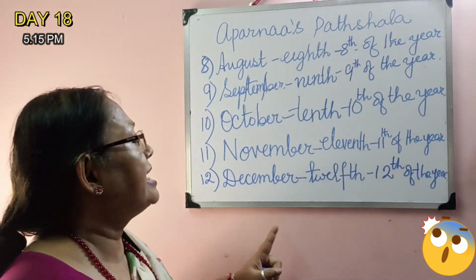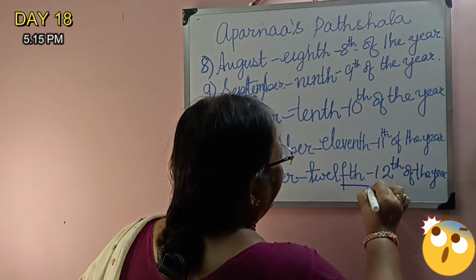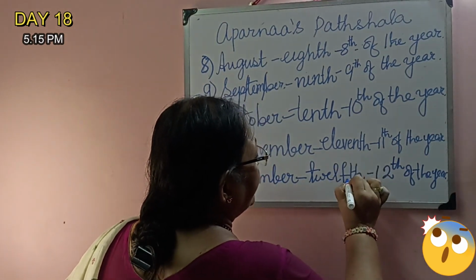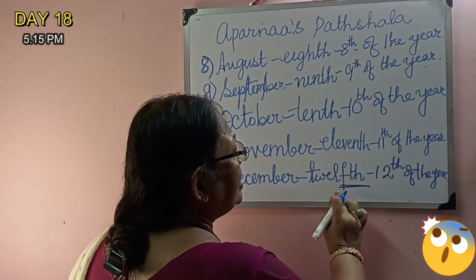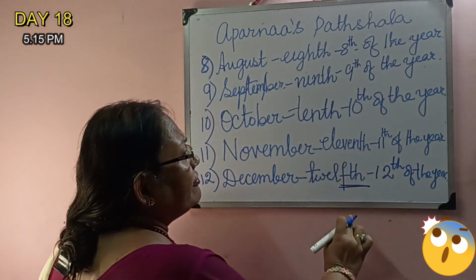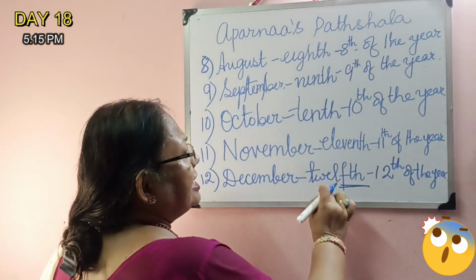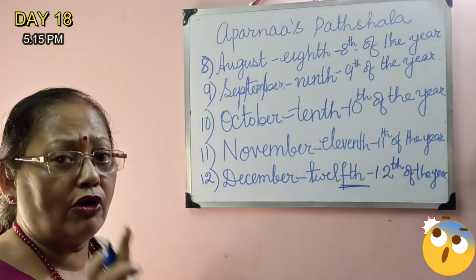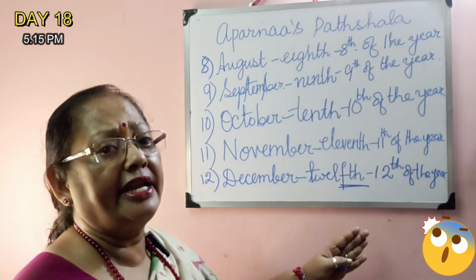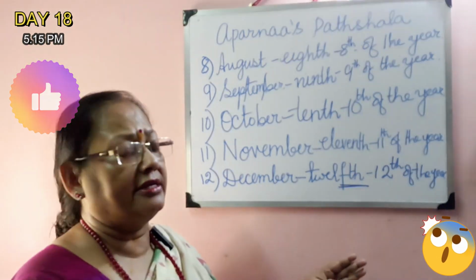Next comes December, 12th. Remember the spelling. FTH is added in the spelling. It is no more T-W-E-L-V-E. Children make mistakes in these cases. T-W-E-L-V-T-H they write, but that is wrong. Again and again I am repeating this one so that it sticks in your head.